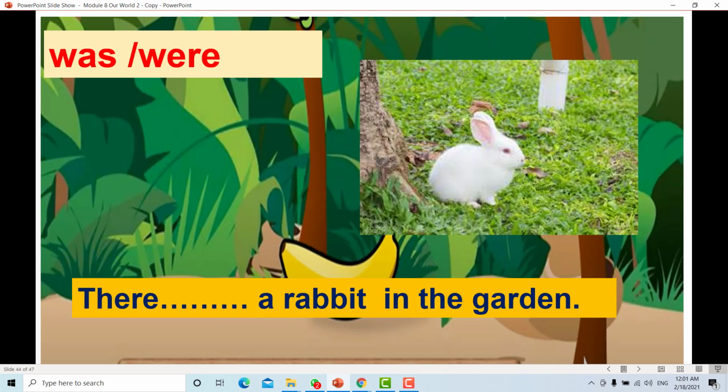Look at the picture. There a rabbit in the garden. There was or there were? Perfect. There was, because a rabbit is a singular noun, just one rabbit. So we will say there was a rabbit.